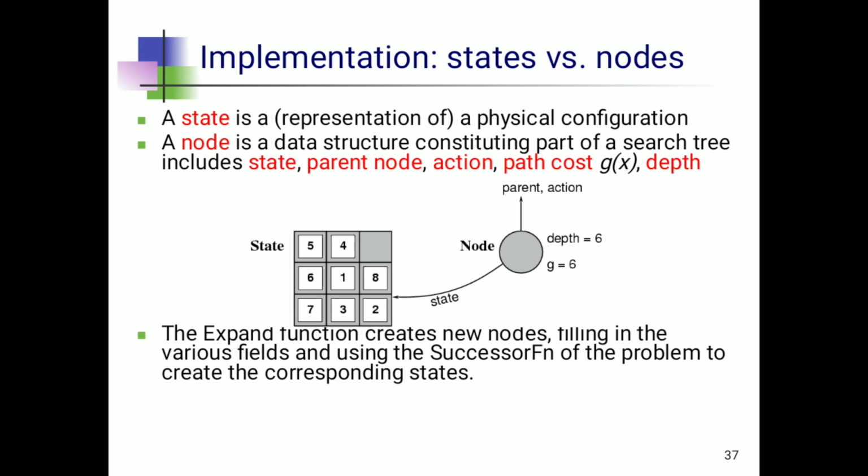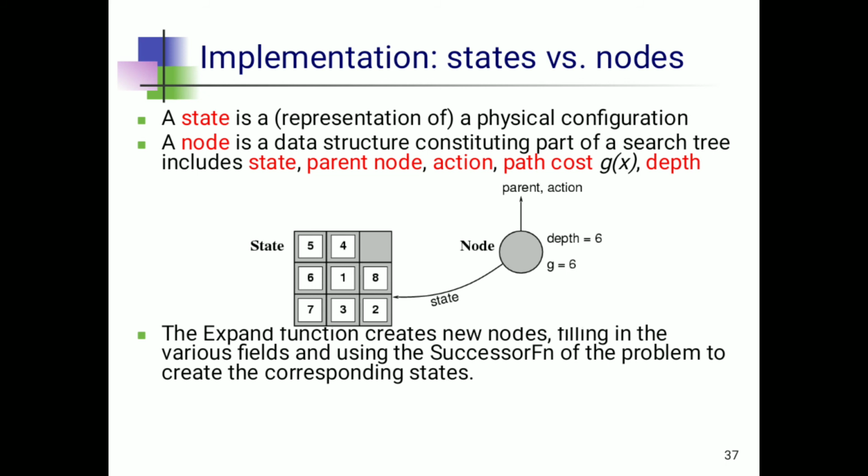So now implementation, states versus node. So what is a state? A state is a representation of a physical configuration. A node is a data structure constituting part of a search tree. It includes state, parent node, action, path cost g(x), and depth. So state is just a physical configuration, and a node is nothing but a data structure. This data structure contains state, then parent node, then action, then the path cost and depth.